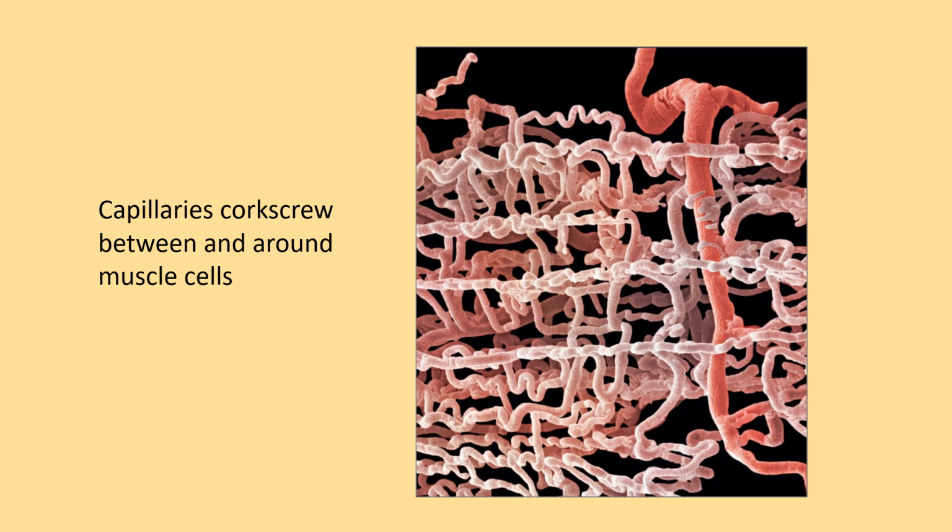In skeletal muscle tissue, the capillaries have this really cool structure. They corkscrew, they spiral around the exterior of muscle cells. So muscle cells can contract, those muscle cells can get shorter, and they can relax, they can get longer without disrupting the structure of the capillary bed. And the capillaries are able to allow blood to flow through them. And as that blood flows through the capillaries, there's this constant exchange between blood inside the capillaries and the skeletal muscle cells.